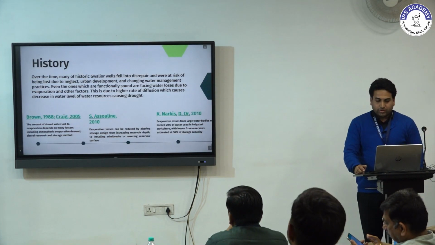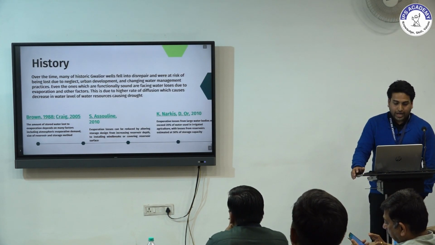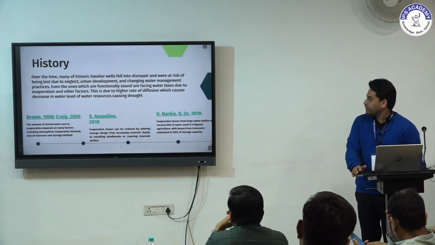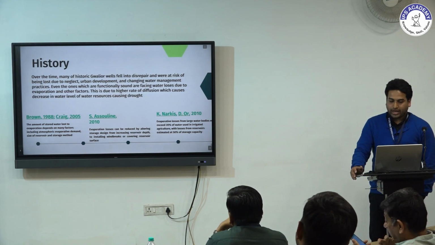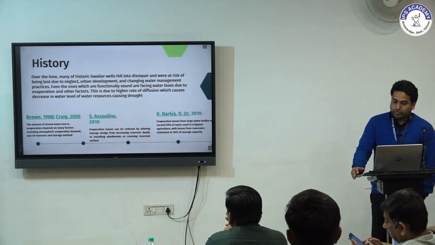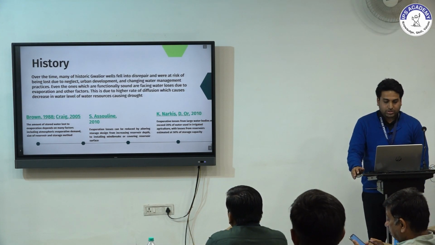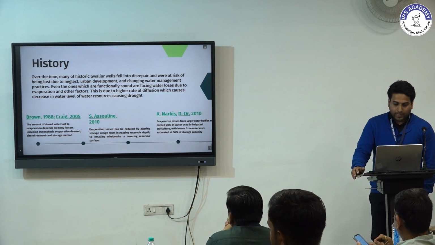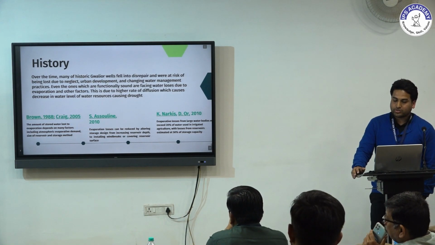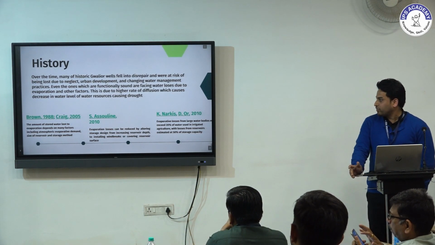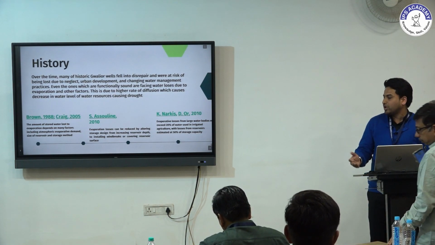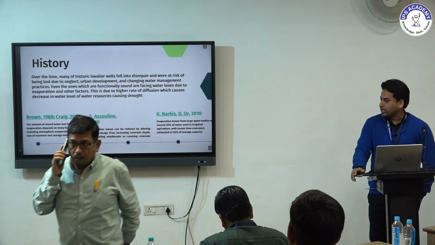If we discuss the first, history: over time many of the historic Gwalior wells fell into disrepair and were at risk of being lost due to neglect. Urban development and changing water management practices, even the ones which are functionally sound, are facing water losses due to evaporation and other factors. This is due to a higher rate of diffusion, which causes a decrease in the water level of water resources, causing drought. Everyone knows what is essential, so we are working in that particular place. There are a lot of step wells available in our Gwalior region.